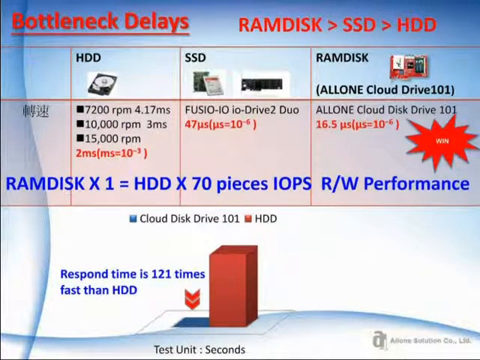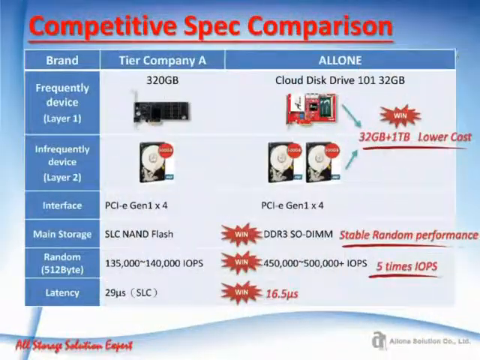As for the bottleneck delays, we take a 50,000 RPM hard disk for example. It has 2 milliseconds. SSD gets 47 microseconds, and our RAMDisk 101 shows splendid performance at 60.5 milliseconds. Our marvelous response time is 121 times faster than hard disk. Use one piece of our RAMDisk and you will get the high computing performance of 70 pieces of hard disk I/O.